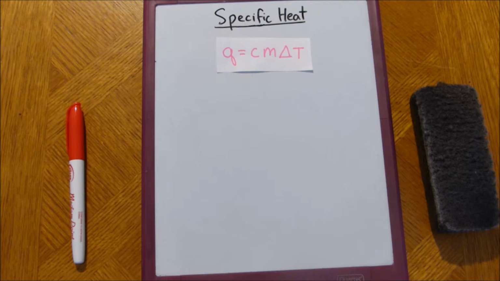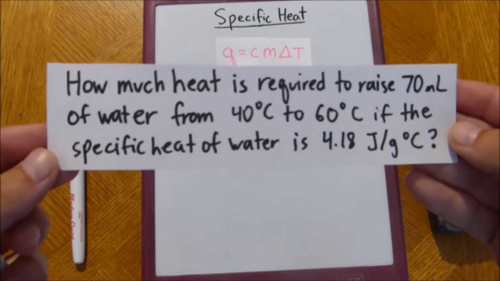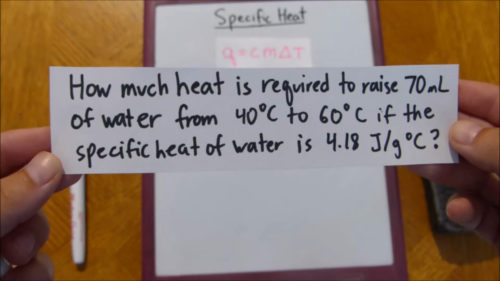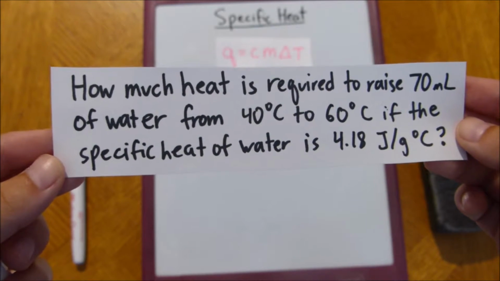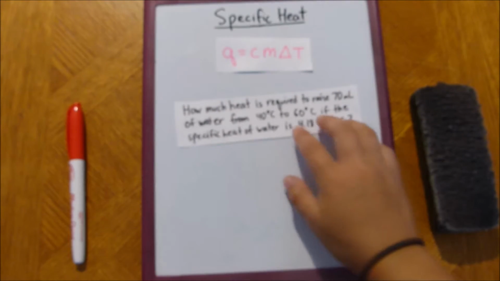So now let's do an example problem. So let's say we have this here. How much heat is required to raise 70 milliliters of water from 40 degrees Celsius to 60 degrees Celsius if the specific heat of water is 4.18 joules divided by grams times degrees Celsius?